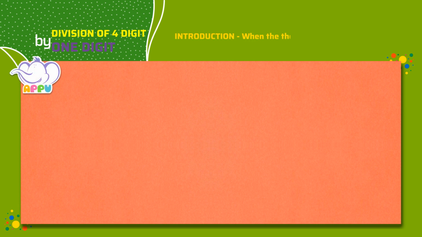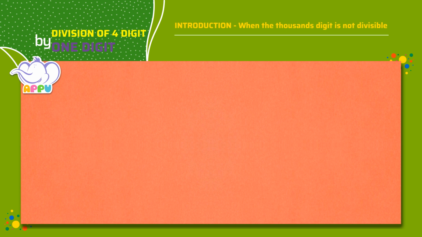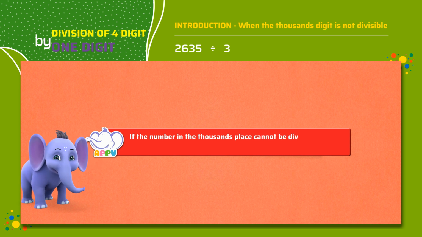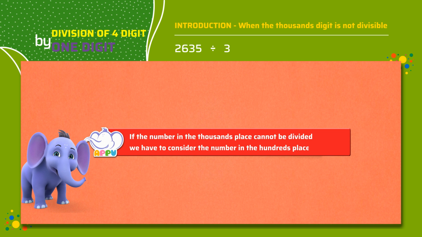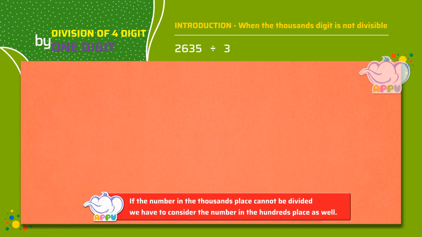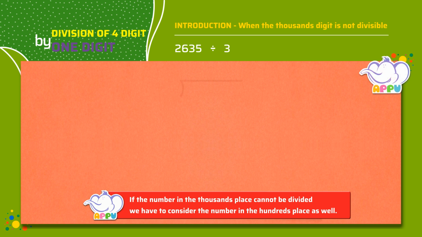Introduction. When the thousands digit is not divisible. Let's divide 2635 by 3. If the number in the thousands place cannot be divided, we have to consider the number in the hundreds place as well. We write the division bracket and write 3 outside the bracket and 2635 inside the bracket.